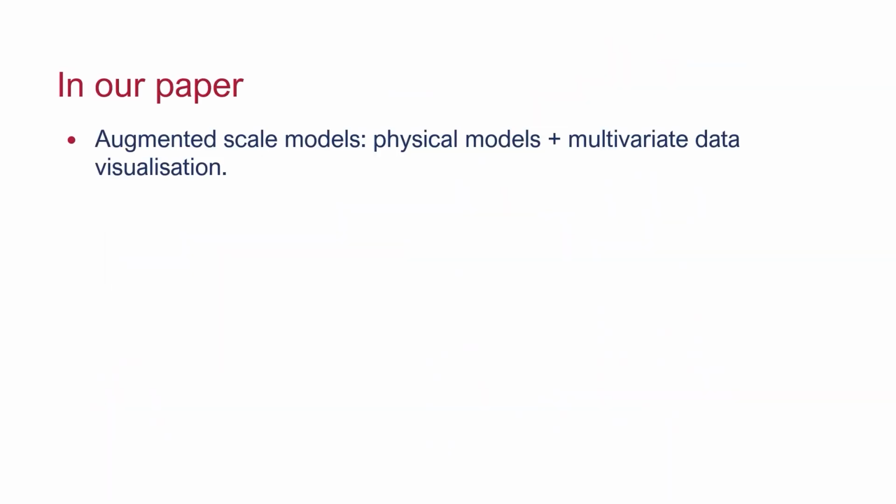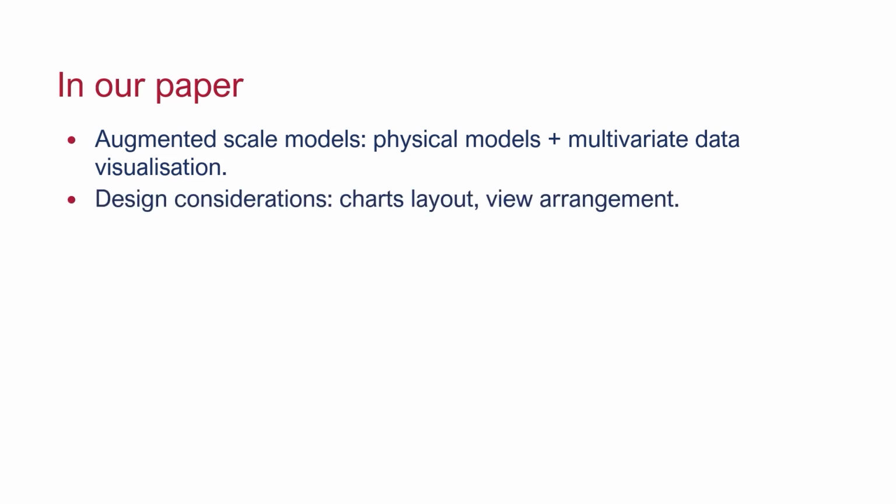Our paper presents 3 key points. We present augmented scale model visualization techniques that enable presentations of multivariate data and their physical reference representations. We present design considerations for presenting multivariate charts with augmented scale models that look at 2 main factors, chart layout and view arrangement. Lastly, we present empirical findings and design implications from a controlled user study evaluating these factors.